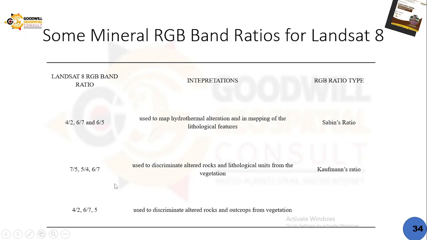So sometimes the image is highly vegetated, we can't see the rocks and we can't see alterations. So we use this Kaufmann's ratio to reduce the effect of vegetation and hence pick out our lithological and alteration units in the area.